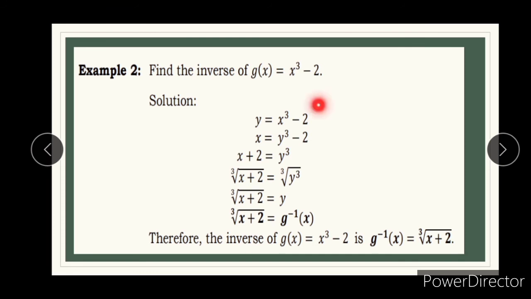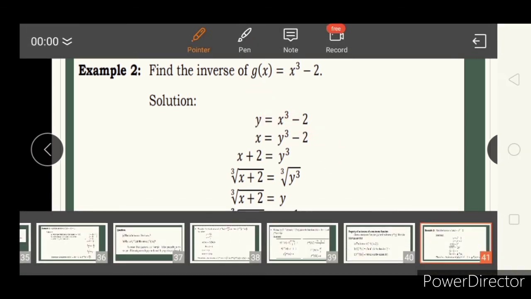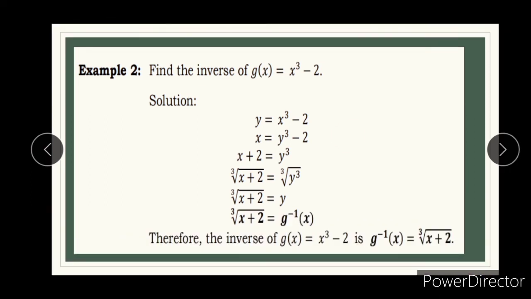And third, solve for y in terms of x. So we have x plus 2 is equal to y cubed. Now since y is raised to positive 3, we are going to take the cube root of both sides of the equation to eradicate the exponent. So we have y is equal to cube root of x plus 2. Therefore, the inverse of g of x equals x cubed minus 2 is g inverse of x is equal to cube root of x plus 2.